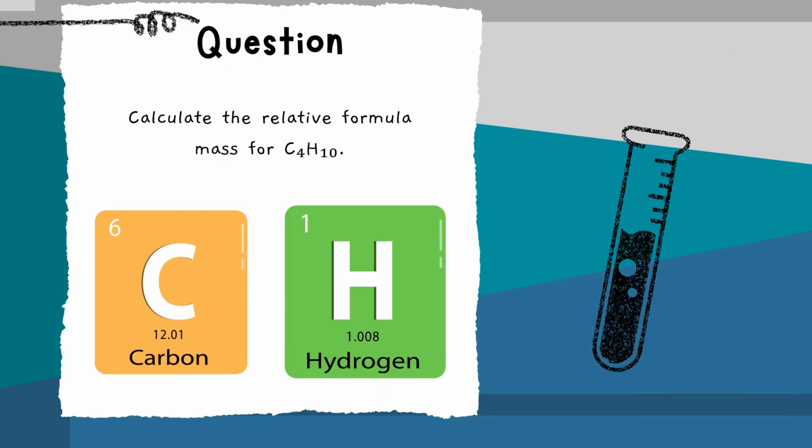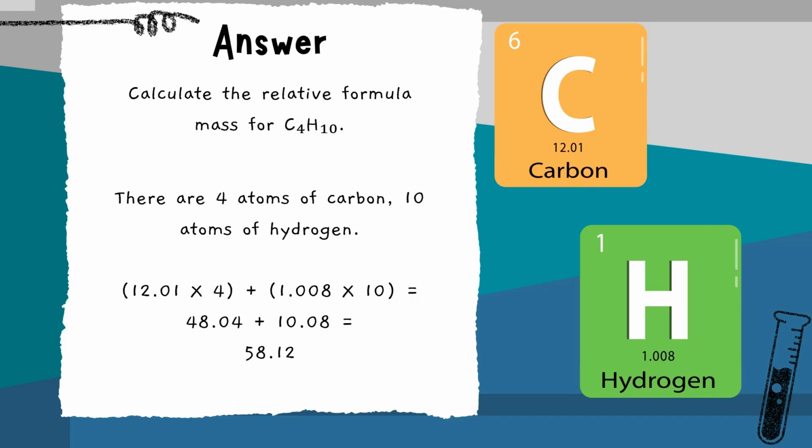Now calculate the relative formula mass for C4H10. The masses, atomic number and the element are given to you. Pause the video, calculate and then check your answer. If your answer came out to be 58.12, you are correct. You can read the explanation and it will be very clear to you.